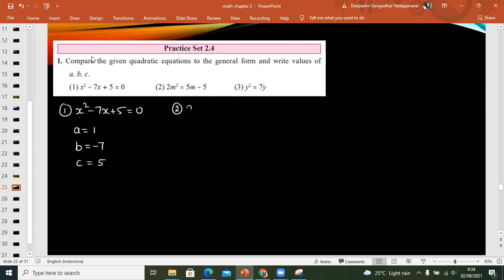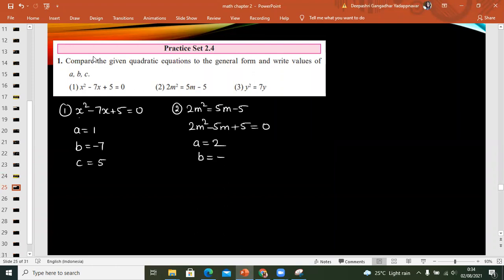Similarly, for the next question, 2m square equal 5m minus 5. If you want to write it in the form of a quadratic equation, the 5m will come on the left side, and negative 5 will become positive 5, equals 0. We have to write it in the form of a quadratic equation, then it is easy for us to write the values of A, B, C because we have to write the sign also. So the A value is the number which is in front of m square, that is 2.